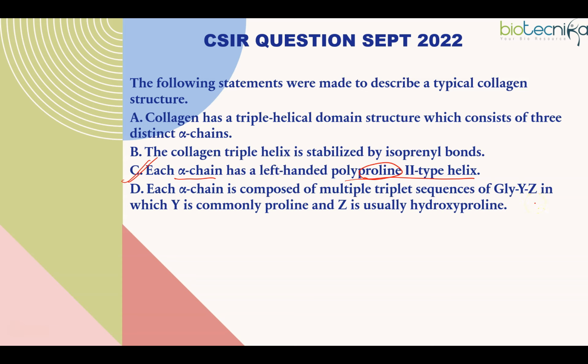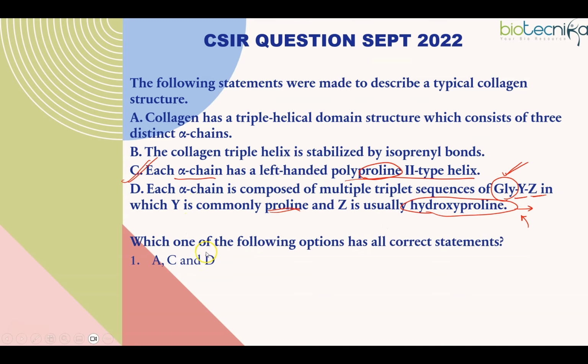Each alpha chain is composed of multiple triplet sequences of glycine, Y and Z. Actually the glycine content is very high in collagen polypeptide chains. Then the next residues which are also found are proline and lysine, and specifically the proline has a modification where it is hydroxylated at some carbons, and that's the reason why the triple helix structure is even more stabilized. This is a modification done to get structural stability, right? So even D is a correct statement.